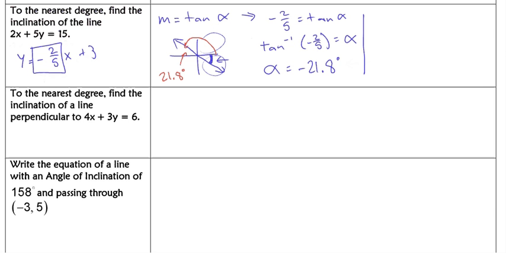So what is that measure right there? So let's set that up. We're going to have 180 degrees minus the 21.8, which will give us 158.2. 158.2 degrees is our inclination. To the nearest degree, sorry. We were supposed to answer the nearest degree. So 158 degrees. All right, hope that helps.